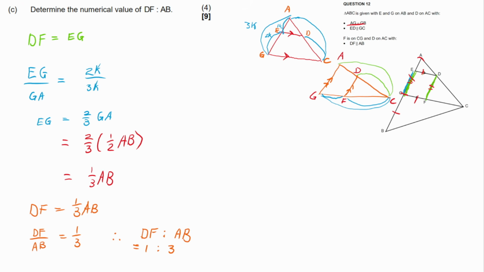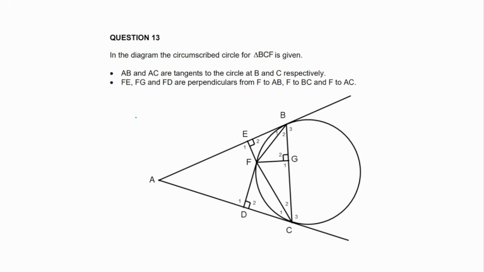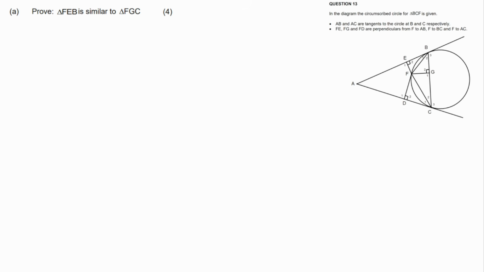Okay, that was a lot. So here we're given a circle. It says it's a circumscribed circle for triangle BCF. So that's this triangle over here. It says AB and AC are tangents to the circle at B and C respectively. So I know that AB is equal in size to AC because they are tangents from the same point. So that might be useful. That's what I got from the first bullet point. And it says FE, FG, and FD are perpendiculars from F to AB, F to BC, and F to AC. So they just gave us these perpendiculars over here.